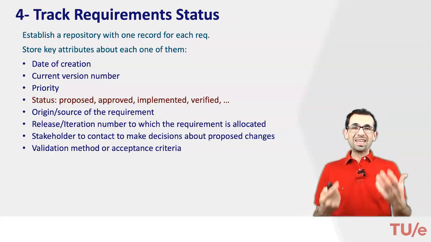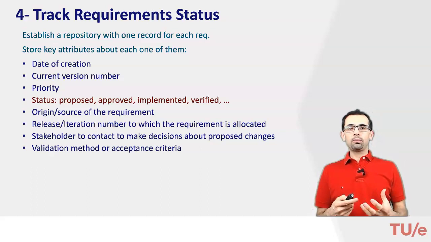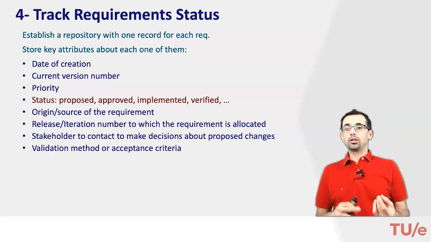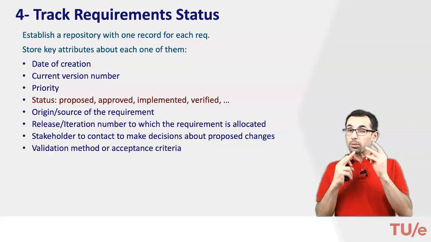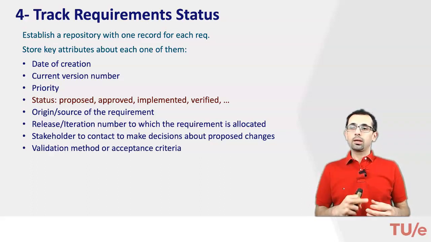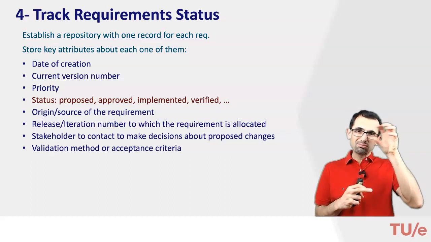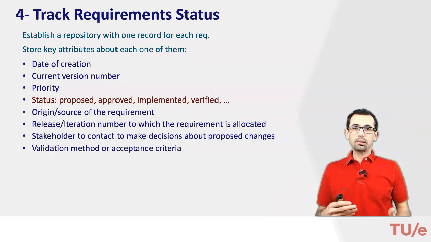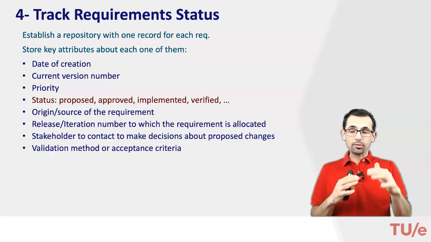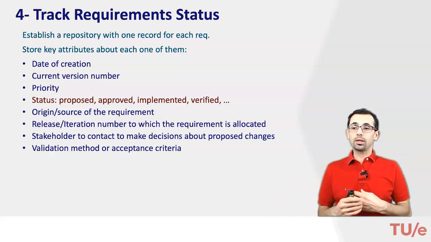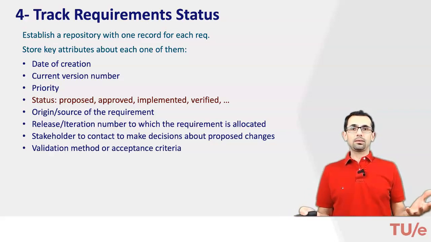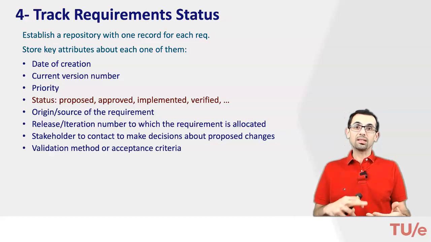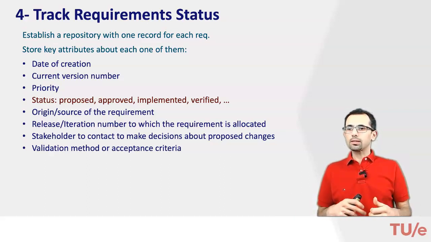So there are some key attributes that more or less define the object of a requirement. Date of creation, current version number of that particular statement that we're talking about, or let's say a higher level statement. Priority, obviously, we have seen that requirement statements have to be prioritized, remember. The status, what type of status, like is it a proposed status, approved status, implemented, verified? I'll come to that in the next slide.